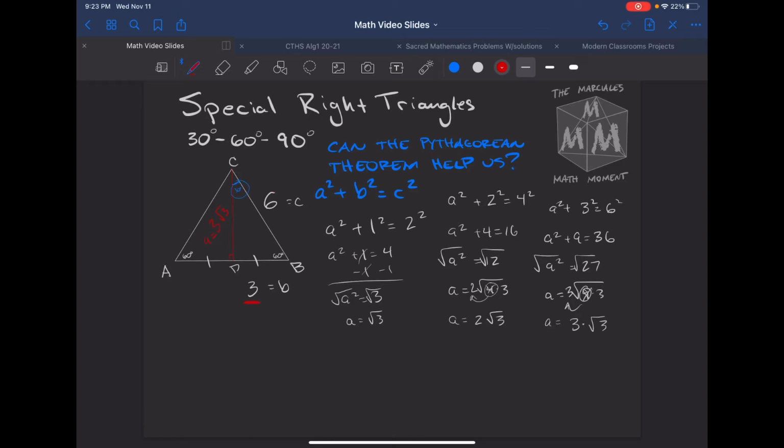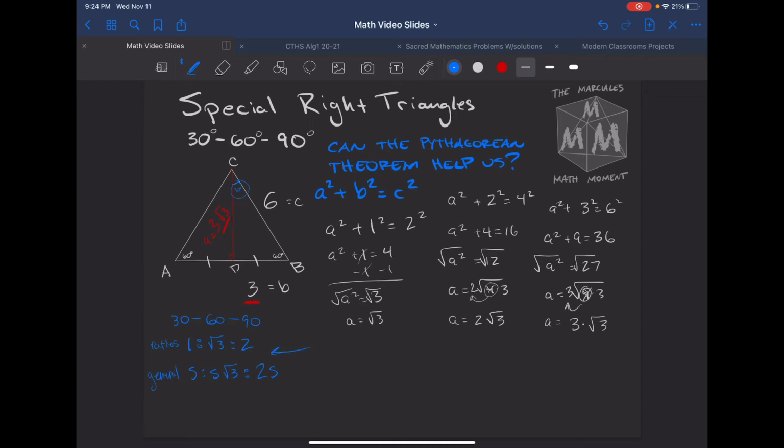Whatever the short leg of my 30, 60, 90 right triangle is, the long leg will be that times the square root of 3, and the hypotenuse will just be twice the length of my short leg. So for a 30, 60, 90 right triangle, the ratios will be 1 to square root 3 to 2. Or for the general case, if my short leg is S, my long leg will be S times the square root of 3, and my hypotenuse will be 2 times S.